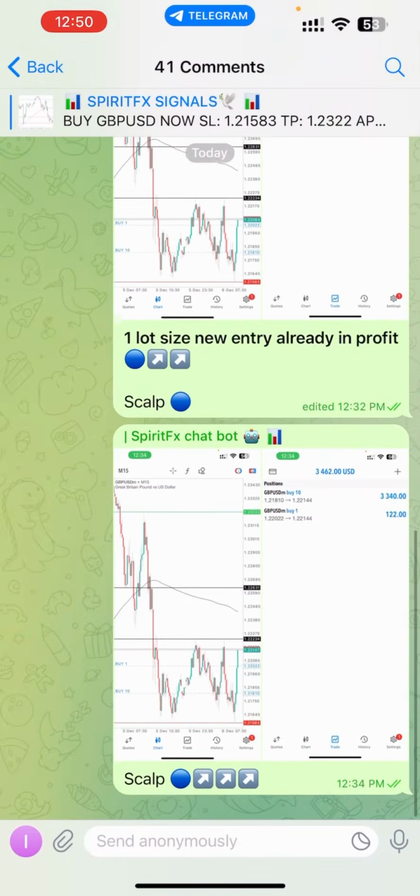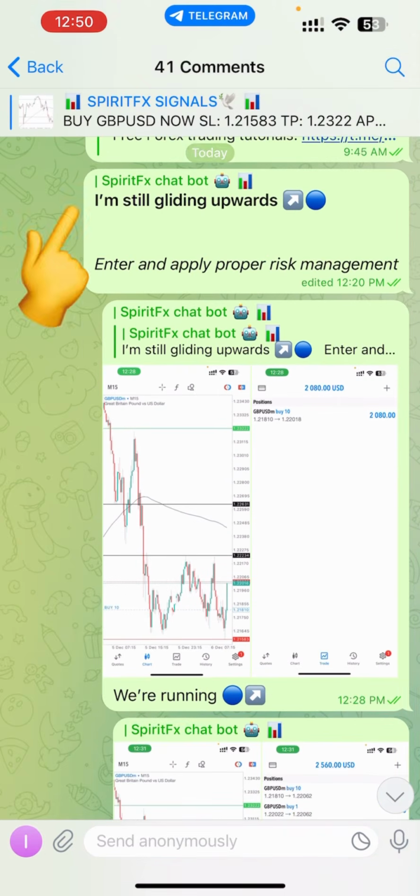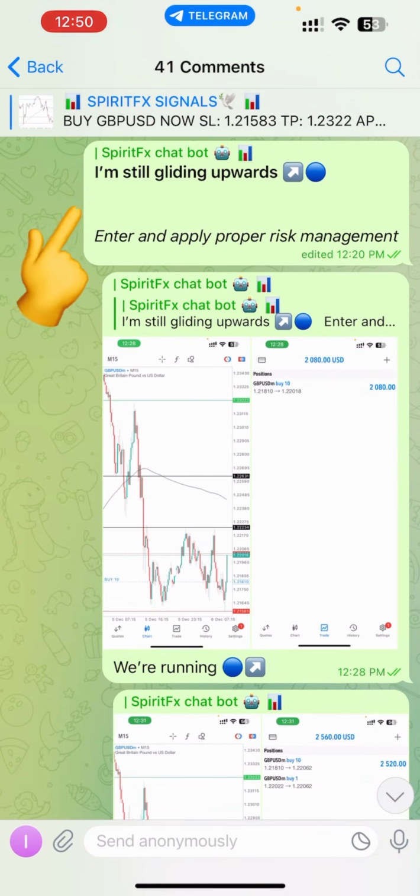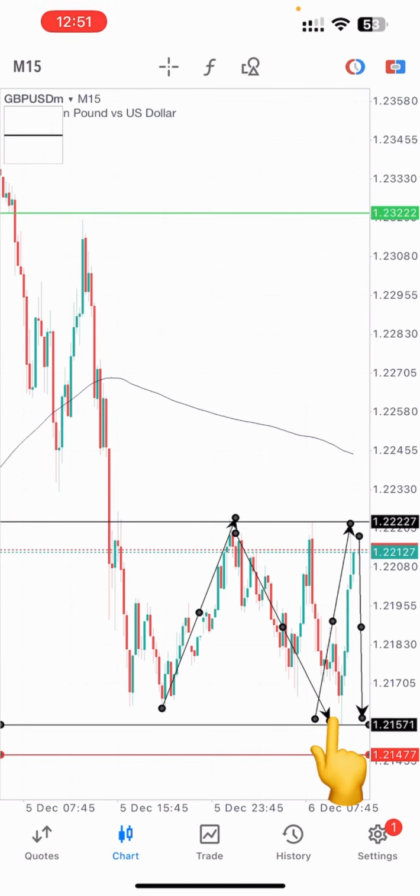So I noticed it recently again. If you watch, I sent this signal, said I am still gliding upward. Enter and apply proper risk management. That was because I noticed that GBP USD is actually consolidating around this zone, and it is a support and resistance zone. So when it got to this point, I'm going to use this black arrow vertical line. When it got to this point, I sent another signal again.